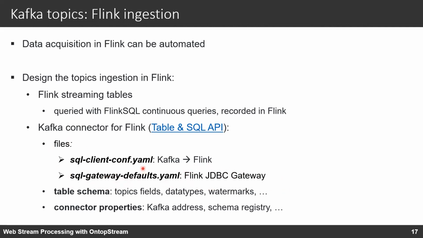So in this file, what we need to express is a table schema, so the dynamic table schema, the translation between Kafka and Flink, and the connector properties. So the address of our Kafka data source.